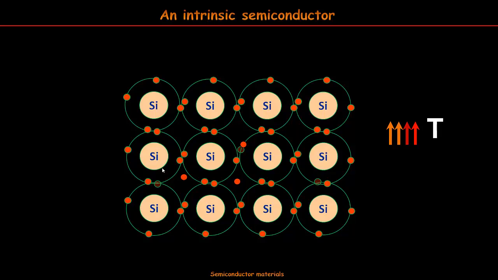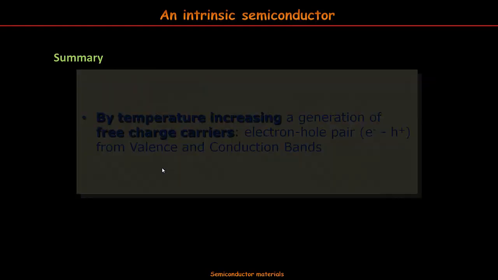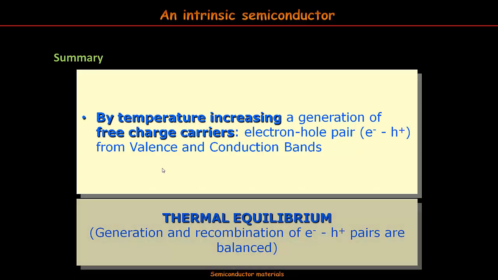Then more and more electrons may be freed from their bonds, and the concentration of carriers increases. Summing up, by increasing the temperature, more and more free carriers are generated. An electron moves energetically from the valence to the conduction band by an electron-hole pair generation. In thermal equilibrium, generation and recombination of pairs are two balanced processes in an intrinsic semiconductor.